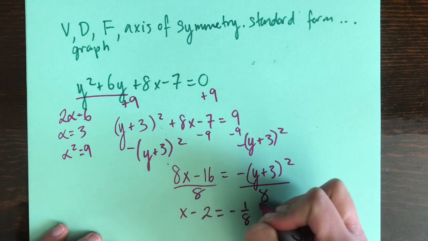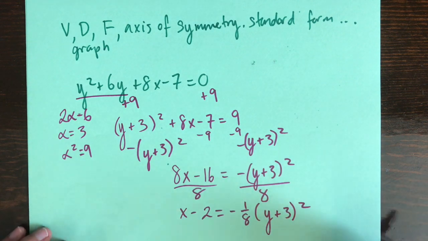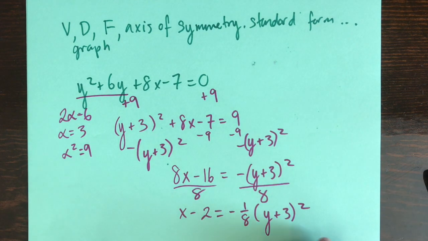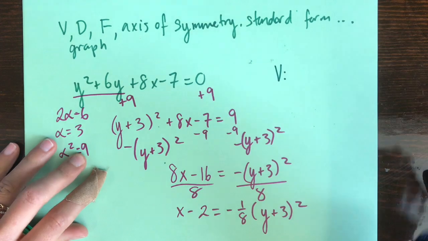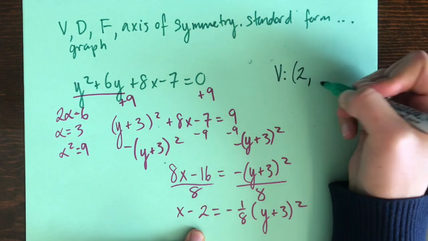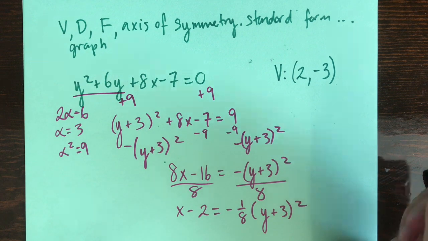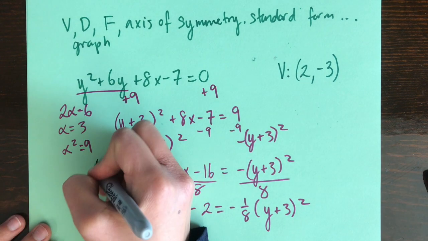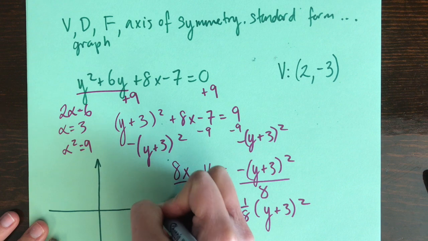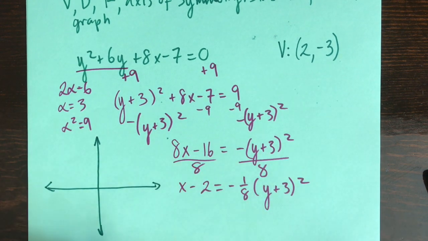Then I'm going to divide everything by 8, and I get x minus 2 is equal to negative 1/8 times y plus 3 squared. So this is my standard form for the parabola that is going to be a sideways parabola because y is squared instead of x being squared. So the vertex here is the easiest to find. It's whatever makes the left side 0 and the right side 0, so that's (2, negative 3).